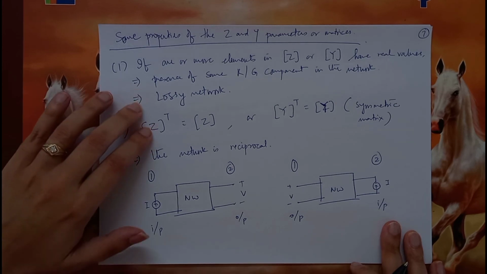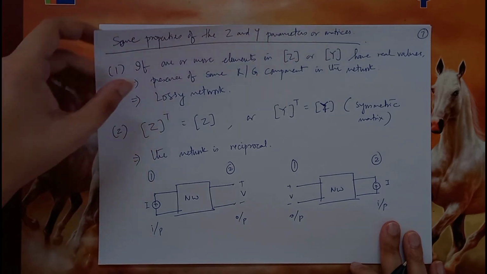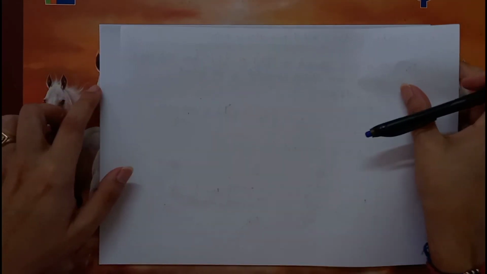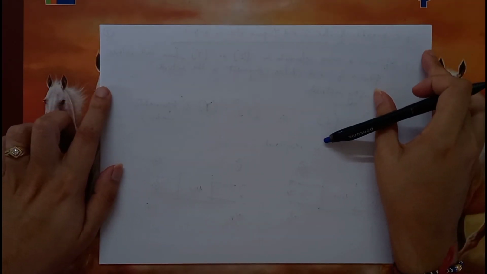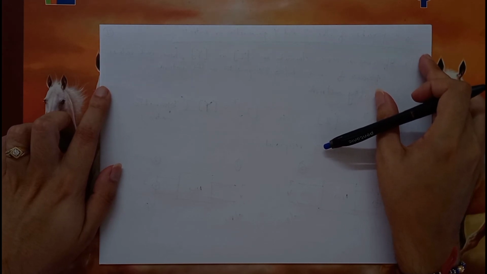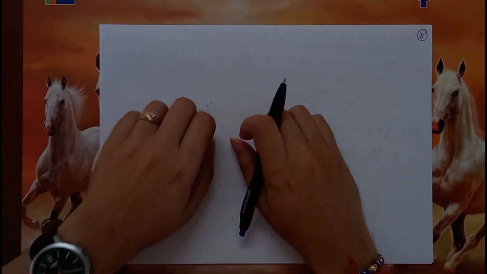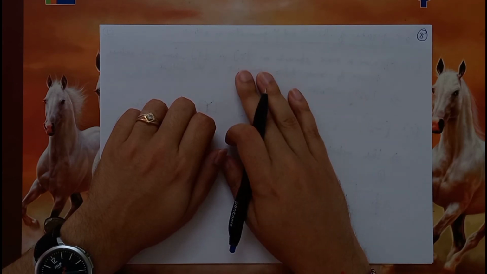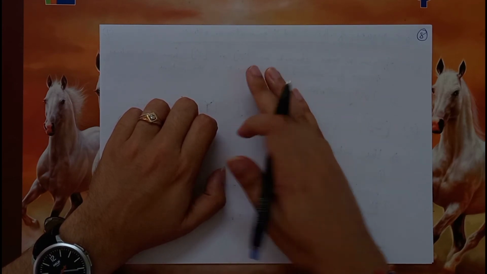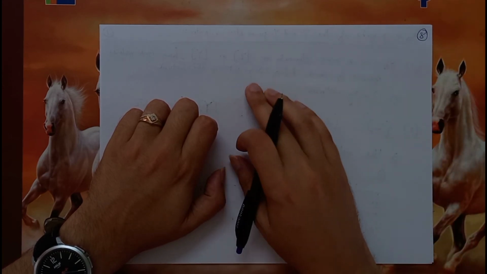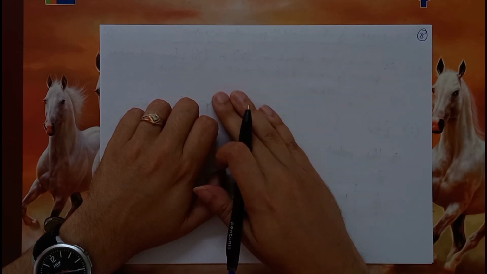Having established this discussion, let us go one step further. And that is, how do we measure these Z and Y parameters? We measure the Z and Y parameters by either open circuiting some port in case of Z parameters or by short circuiting some port in case of Y parameters. That is what we do.